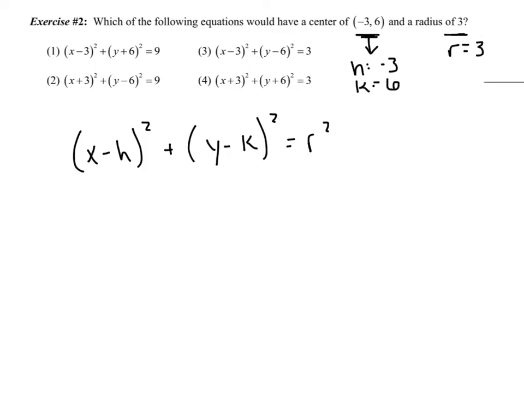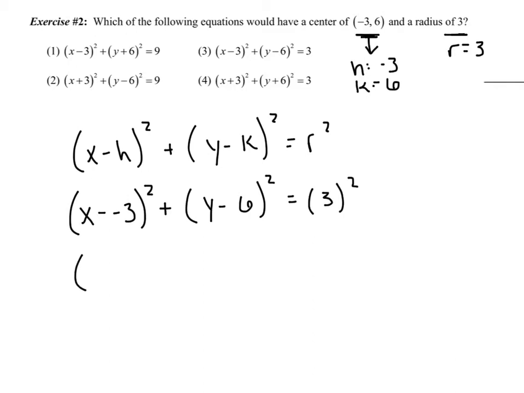I'm just going to take those three values and substitute them in. I'm going to substitute a negative 3 for h, a positive 6 for k, and a 3 for r. Then just a little bit of cleanup. Of course, the two negatives there do make a positive. And then we've got (y minus 6) squared equals 9. So who do we match up with? Looks like choice number 2.